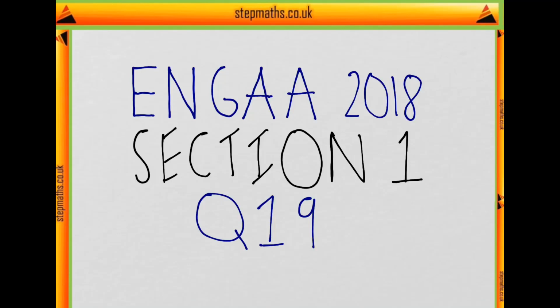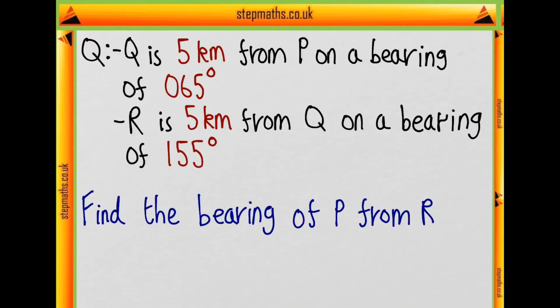This is question 19 from the 2018 ENGAA paper, section 1. So, in this question, we're given a point Q and told it's 5 kilometres from P on a bearing of 65 degrees. And we're given a point R and we're told that's 5 kilometres from Q on a bearing of 155 degrees. And we're asked to find the bearing of P from R.